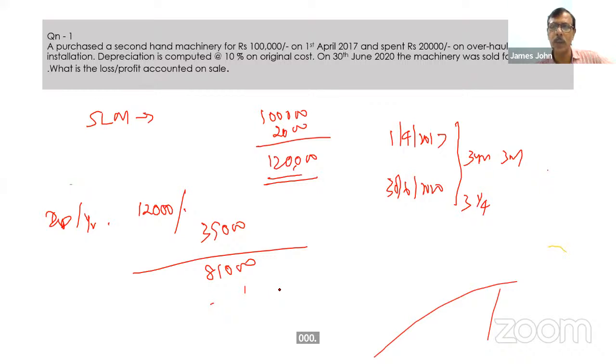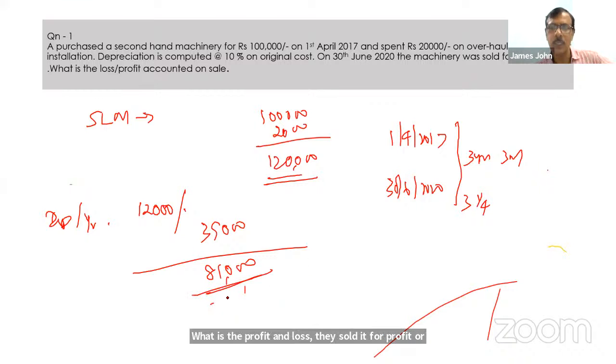So what is the profit or loss? They sold it for 75. Profit or loss to the company? As per the company's books, loss. 6,000 rupees loss.